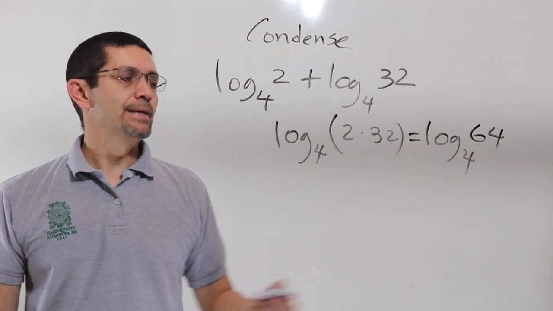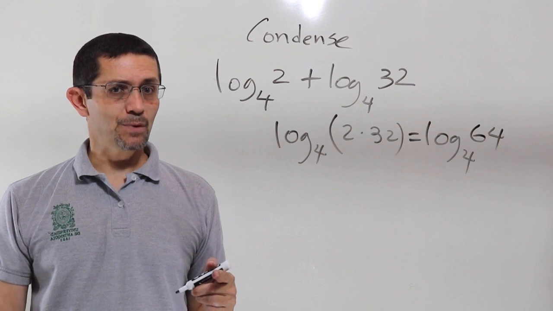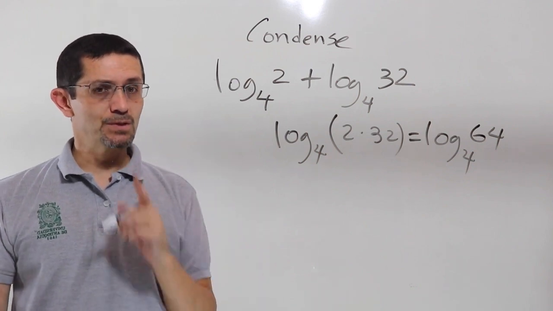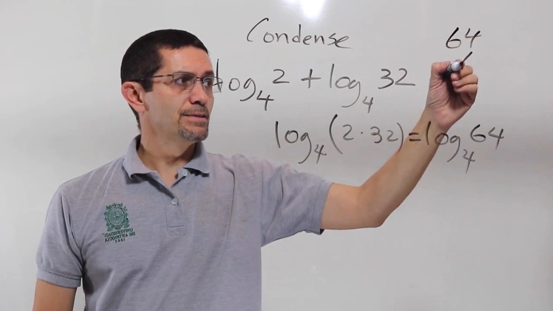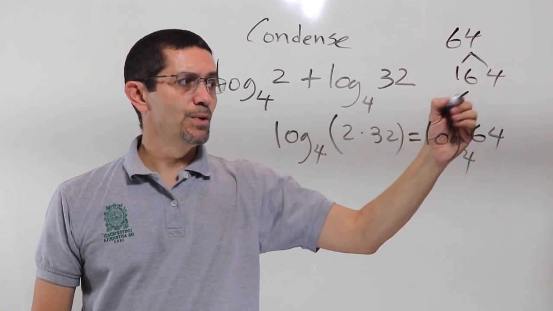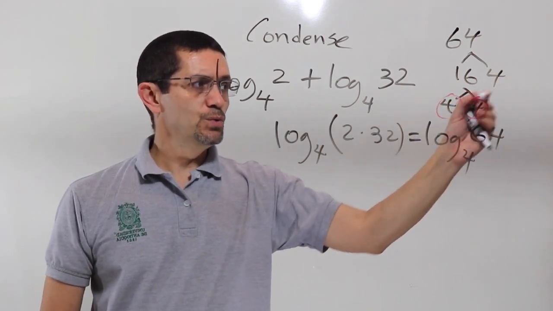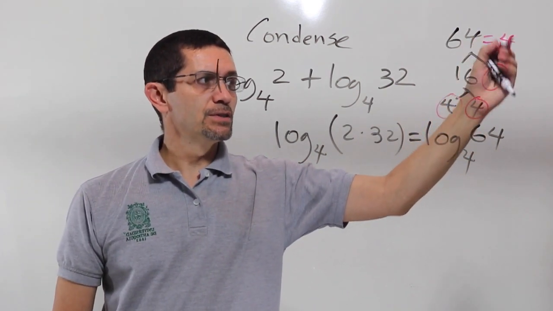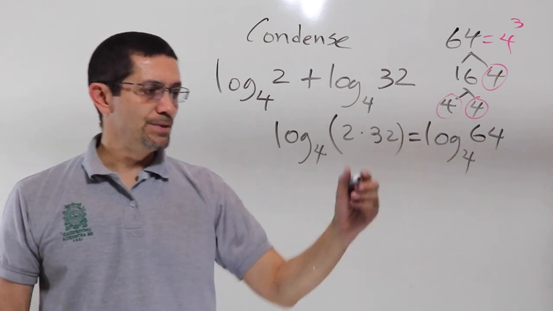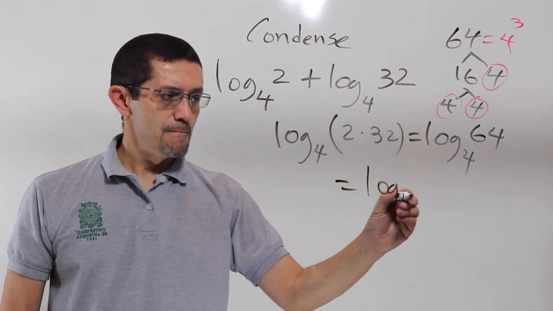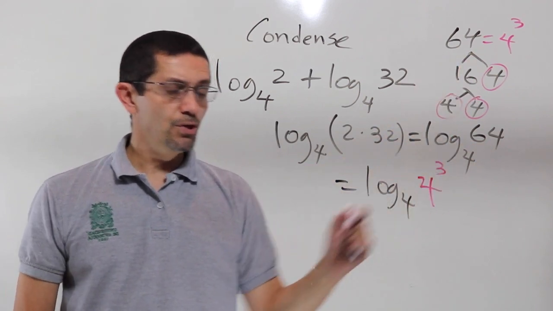Can I keep going? Yes. Remember, we have properties of logarithmic expressions, so check them in the description for that video. 64 is the same as 16 times 4, so 64 is the same as 4 cubed. So I want to replace that. So instead of having 64, I'm going to replace it by 4 cubed.